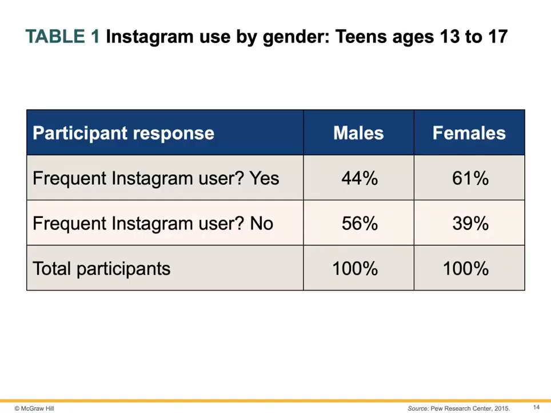And so Table 1 here shows one possible outcome. To simplify, only those indicating male or female are included. Note that there are 100 males and 100 females in the study. The important thing, though, is that 44 of the males say they frequently use Instagram compared to 61 females. So now we have reduced the random variability.